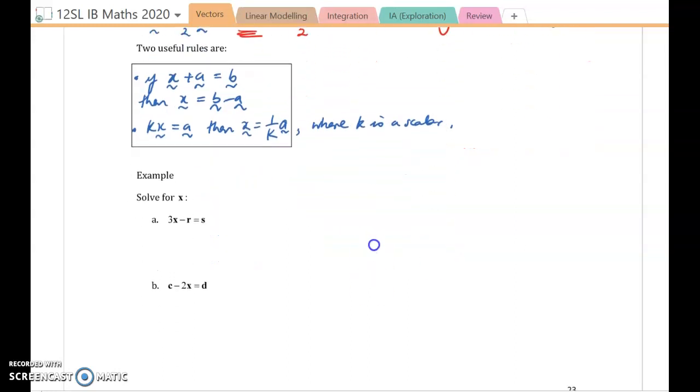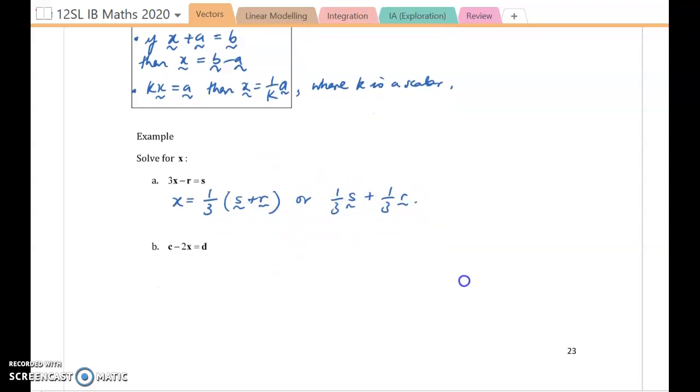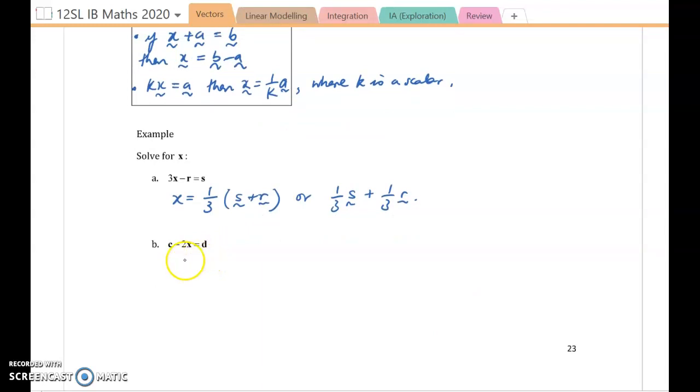Okay. I'm sure you can complete these yourselves, but I'll just make sure that we've got the solution down. So if I solve for x, it would be x equals, we move the r over and then divide everything by 3. Put s plus r. Whether we write r plus s or s plus r will give the same answer. Or you could write it as the expanded form. There is no right or wrong answer for that one. And then for this one, it would be x is equal to a half c minus d, or a half c minus a half d. Straightforward.